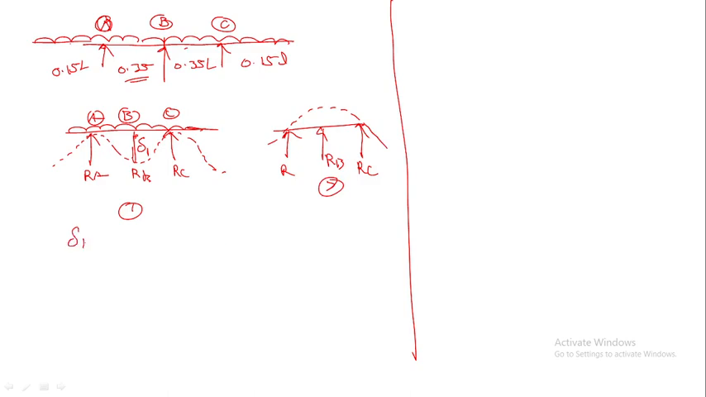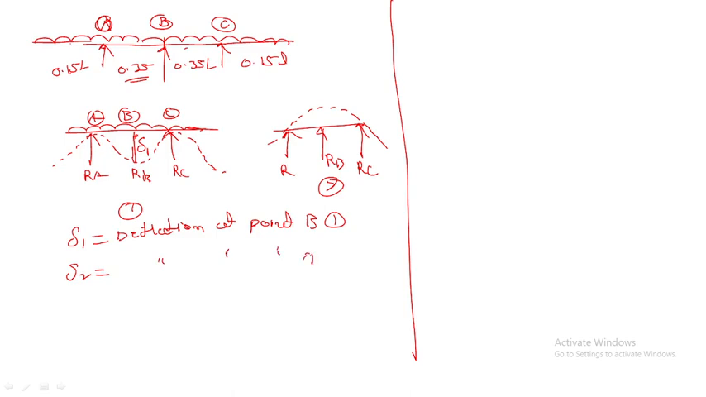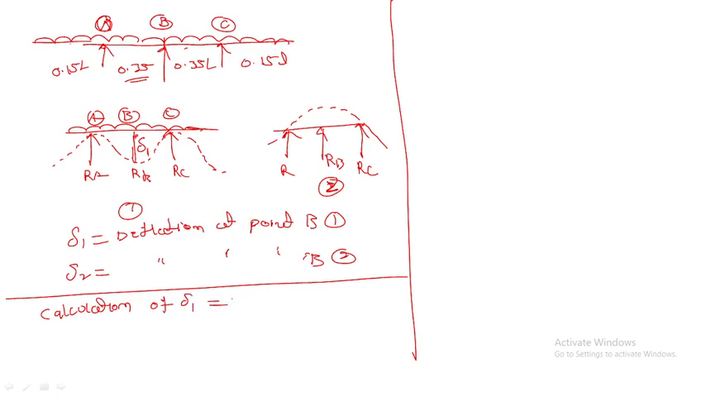Now delta 1 is equal to what? Deflection at point B in figure 1. Delta 2 is deflection at point B in figure 2. This is figure 1, this is figure 2. Now calculation of delta 1. Which method are we using? Using Macaulay's method.